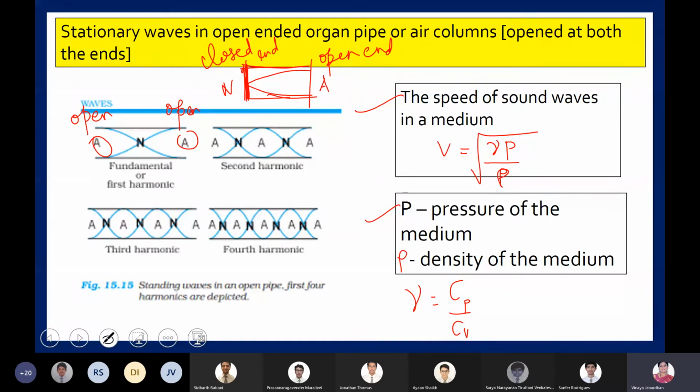So don't draw the diagram right now. Copy down the speed of sound waves in a medium. Ma'am, what's the formula? V is equal to root of gamma P by rho, where gamma is Cp by Cv, P is the pressure of the medium, rho is the density of the medium. Have you completed, boys? Just check the time, I don't know how much time is left. Ma'am, 12 minutes. Okay, fine.